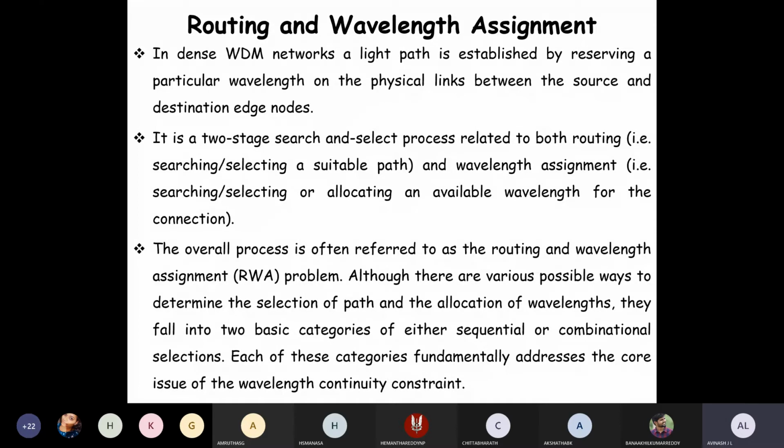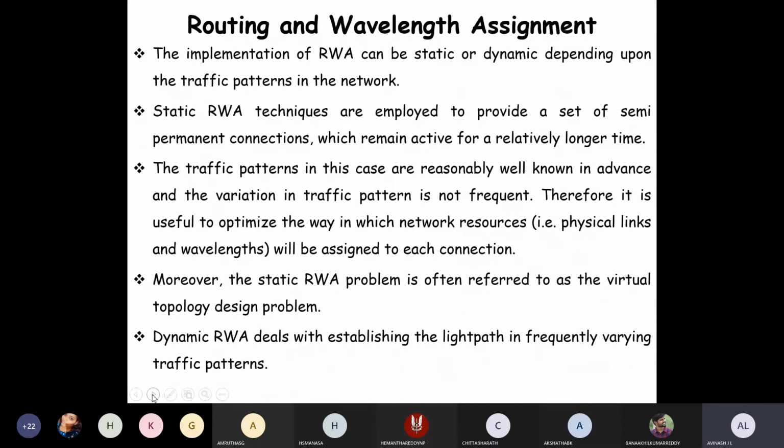Although there are various possible ways to determine the selection of path and allocation of wavelength, they fall into two basic categories: either sequential or combinational selections. Each of these categories fundamentally addresses the core issue of the wavelength continuity constraint. Wavelength continuity means the signal has to pass continuously, so the wavelength has to be available throughout. That is the continuity condition here.